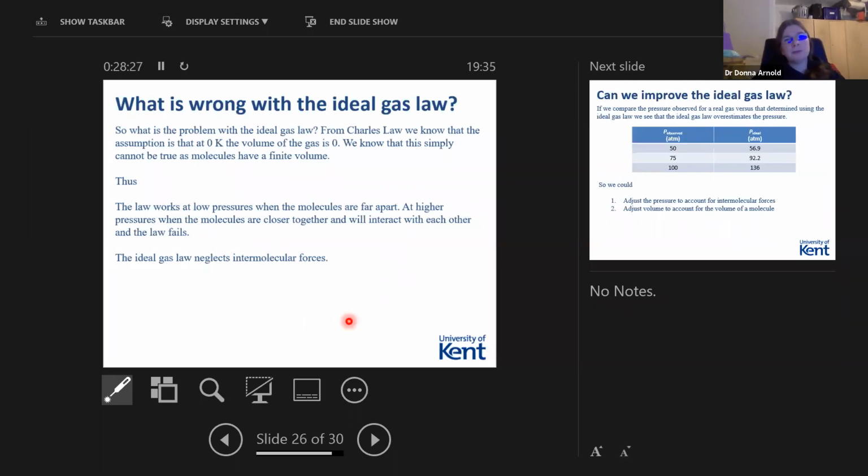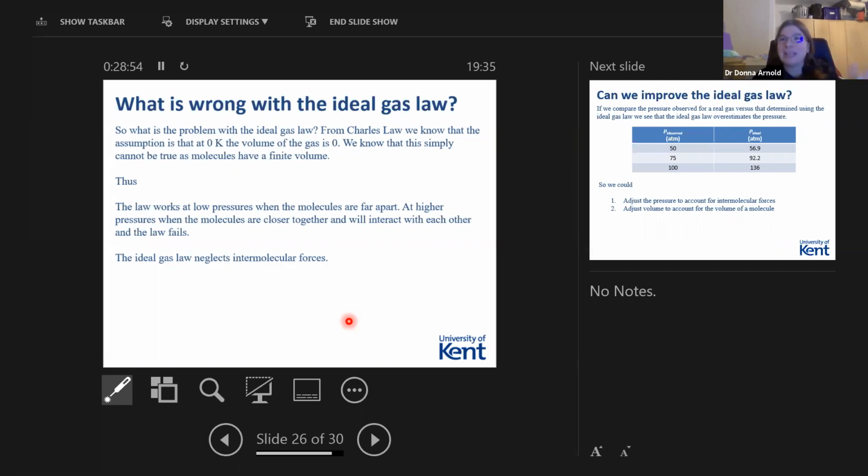Why doesn't this work? From Charles's law, the assumption is that at 0 K, the volume of a gas is 0. So at absolute 0, a gas has no volume. But we know this cannot physically be true. If I have a series of marbles and I compress them, I can only compress them so far. I'm never going to be able to compress those marbles to have no volume at all. The same is true for the gas.